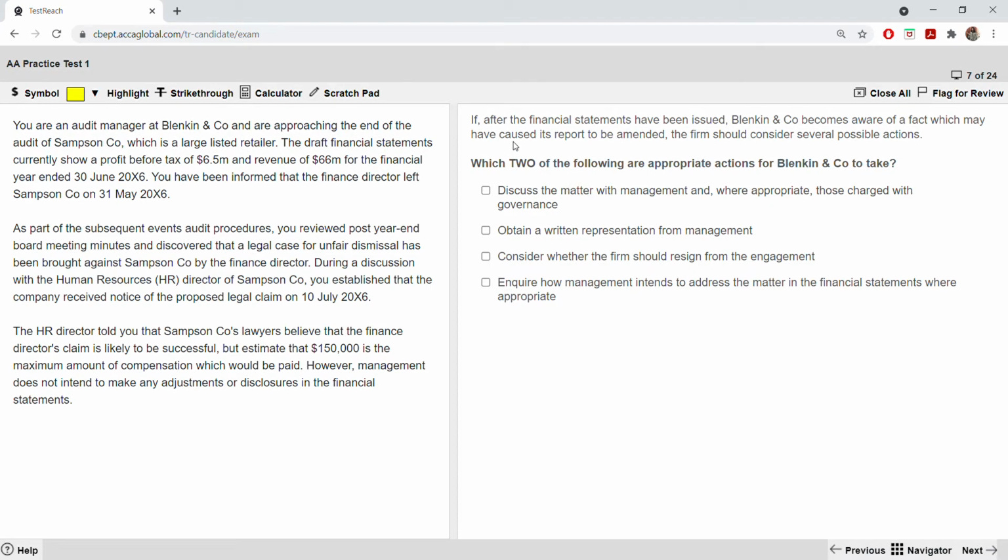Next. If after the financial statements have been issued, the company becomes aware of a fact which would have caused its report to be amended, the firm should consider several possible actions. Which two of the following are appropriate actions they should take? There are two things. Remember, you have to select two. If you select only one, you will not get the marks. If you select two, and one is correct and one is incorrect, you will still not get the full marks. Both have to be correct for you to get the 2 marks.